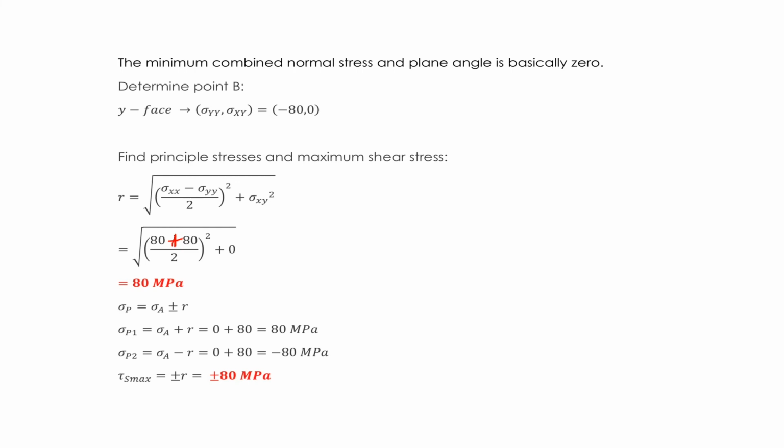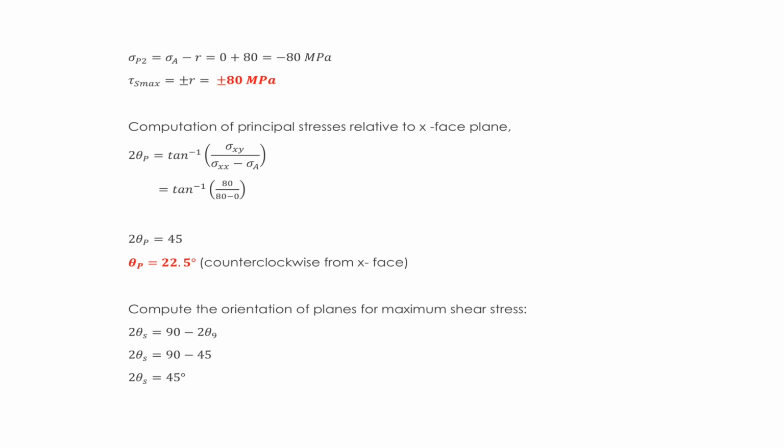So σp equals σa plus or minus R. R is here. We are supposed to find out the values of R, tau maximum, so plus or minus 80 megapascal. We have to compute the principal stresses related to the x face plane. So 2θp equals tan inverse of τxy over σxx minus σa. So we come up with θp is 22.5 degrees counterclockwise from the x face.